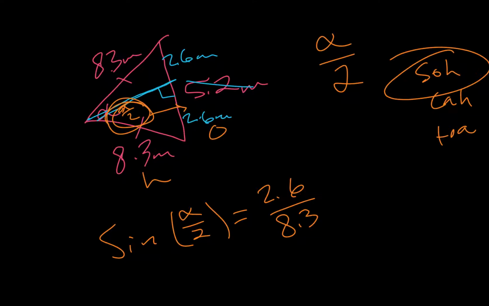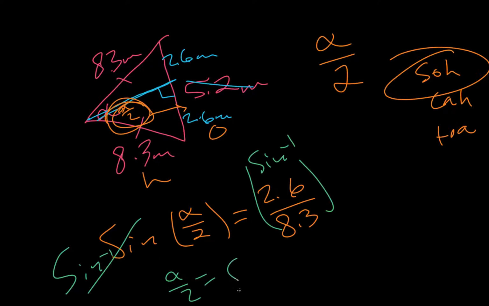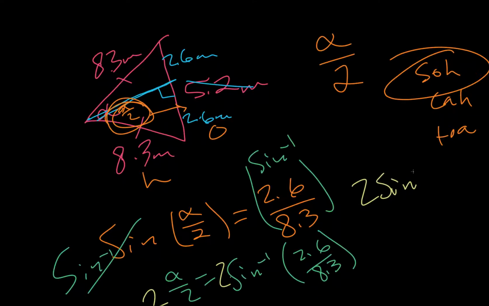So the algebra for this, we just do an inverse sine. Those cancel. We have alpha over 2 equals the inverse sine of 2.6 over 8.3. And then we want just alpha, not alpha over 2, so we multiply both sides by 2. And so we have 2 inverse sine of 2.6 over 8.3.